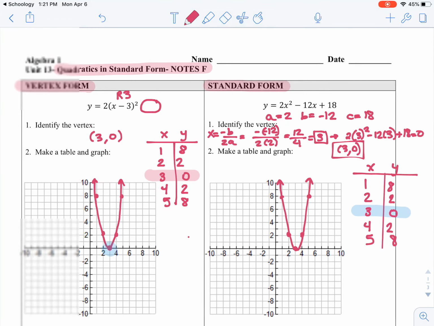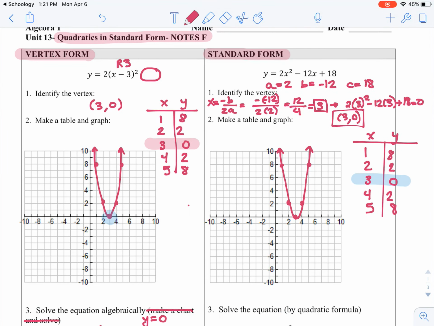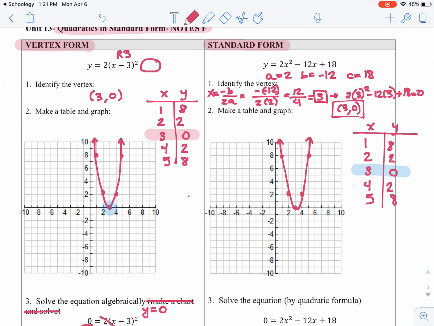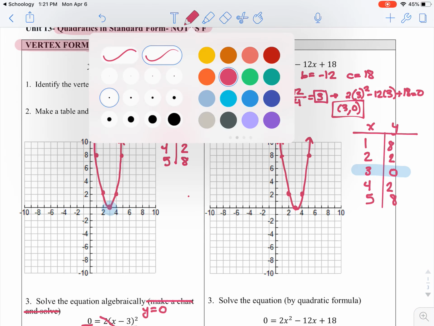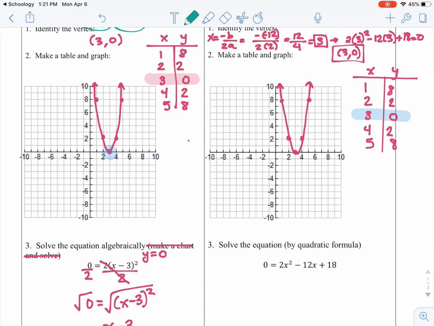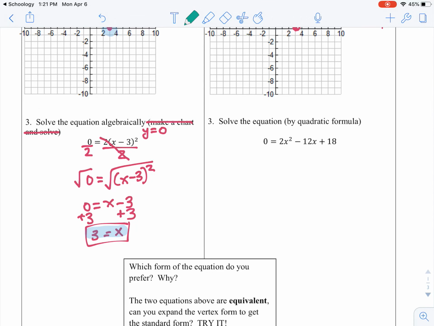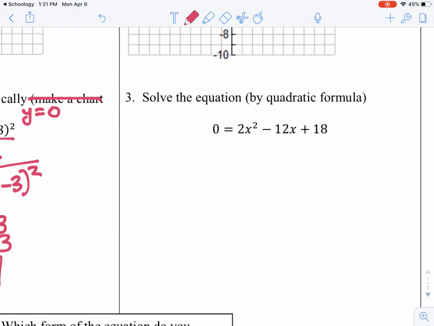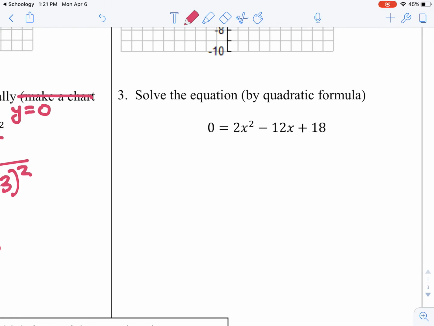We can graph it. And look, what we should start saying is, wow, these two equations are getting the same exact graph. They're just written in different forms. So these equations, in vertex form or in standard form, are the same thing, just written in different formats. So we're going to go down to number 3 here, which is solving with the quadratic formula.